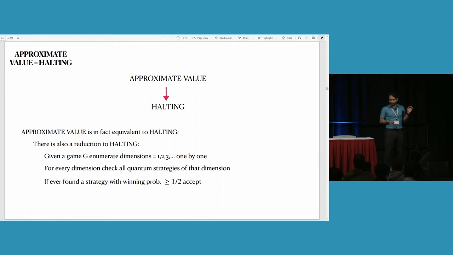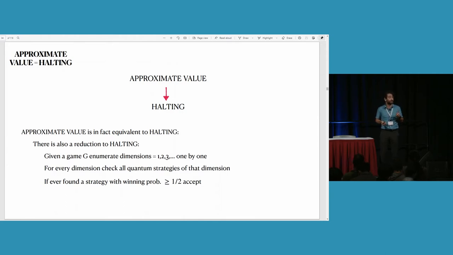There is one little problem, and that's that there are uncountably many strategies even in dimension two. But this can be addressed because we're lucky in the sense that all the strategies in a given dimension can be discretized. If you trust me, this is something that we can resolve.